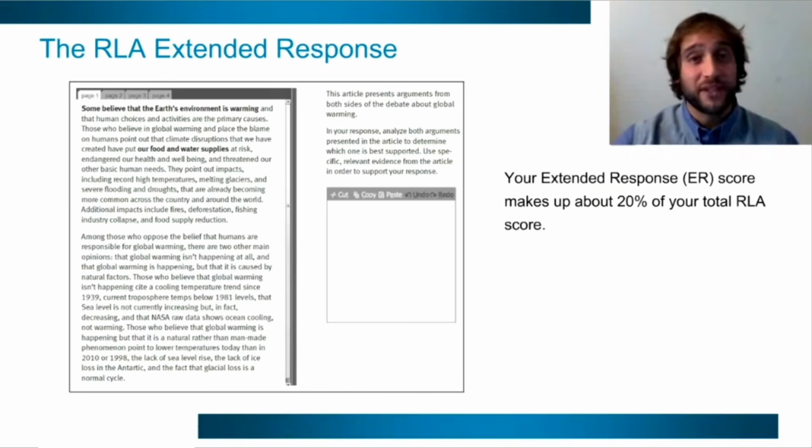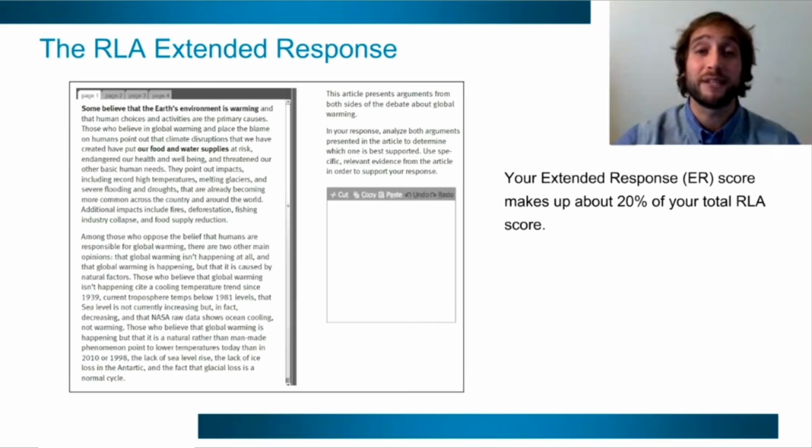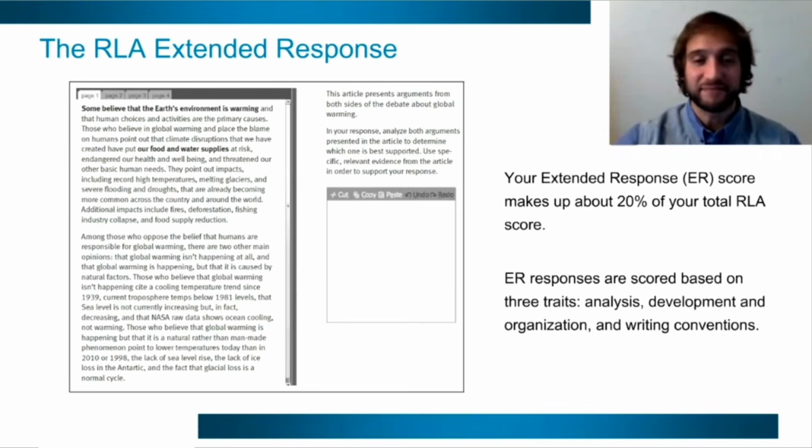One thing that's very important to know about the extended response section is that it makes up about 20% of our total score. So it is a big chunk of our points, which is why this session is so important. Okay, so we said we were going to start talking about the different things that we need to do to get a really great score. Well, we're going to get started right now.